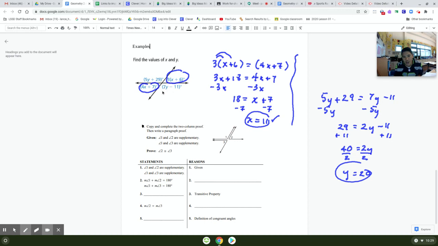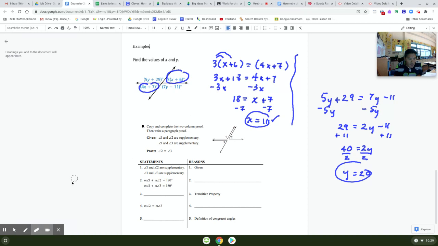7 times y, so 7 times 20 is 140, and then minus 11, 129. 5 times 20 is 100 plus 29 is 129. So that checks for y as well.